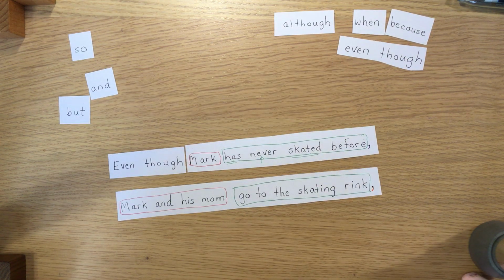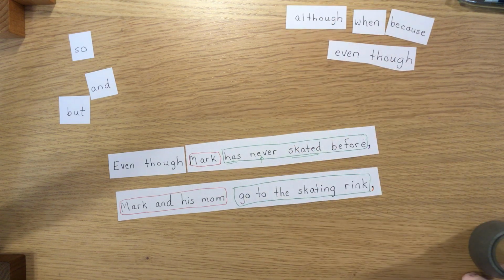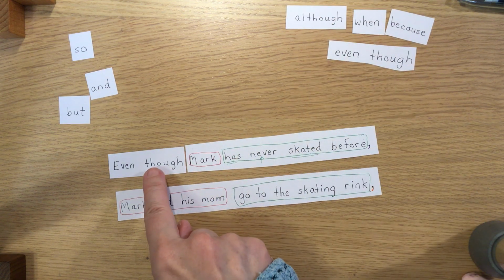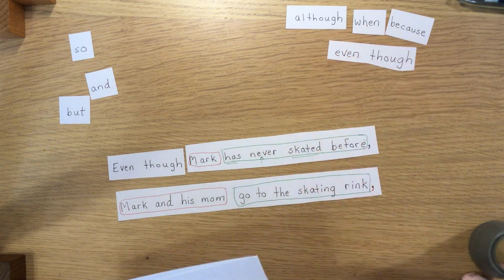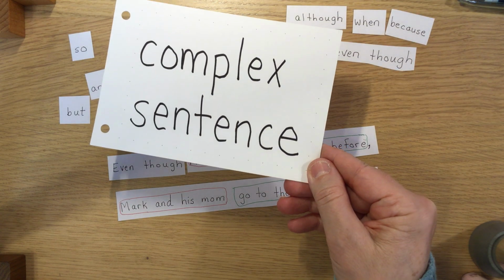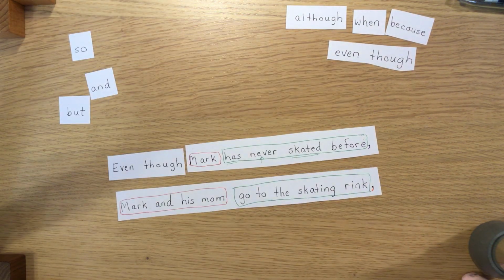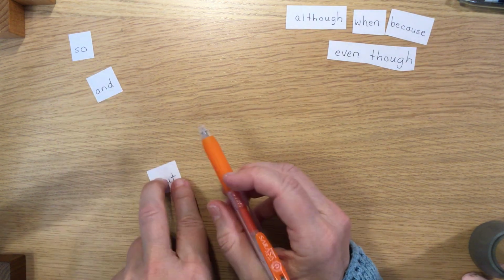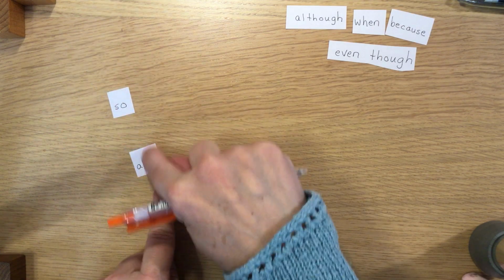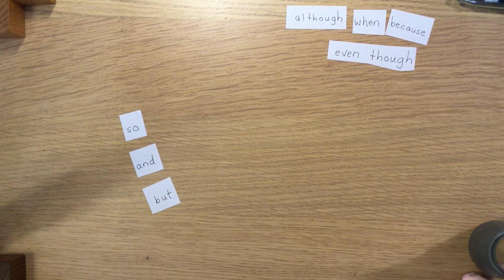The difference between a compound and a complex sentence is which glue we are using. This sentence here that begins with even though came from this group of words, and it made a complex sentence. So we need to look more at this glue. The glue over here on this side is used to make a compound sentence.